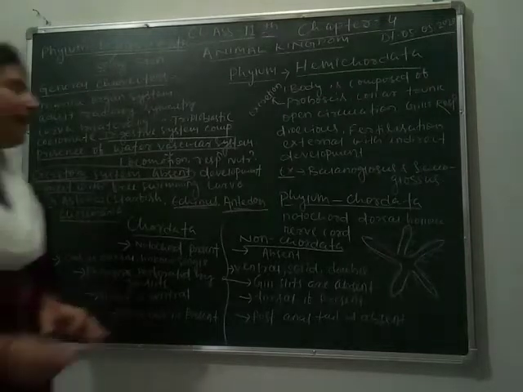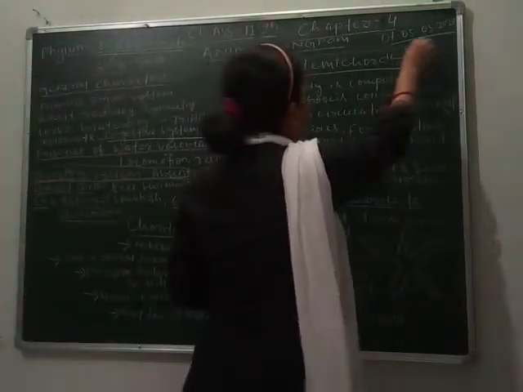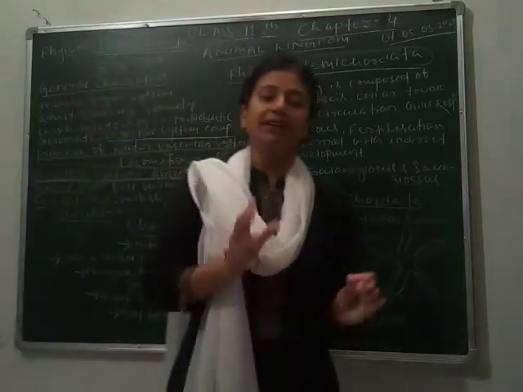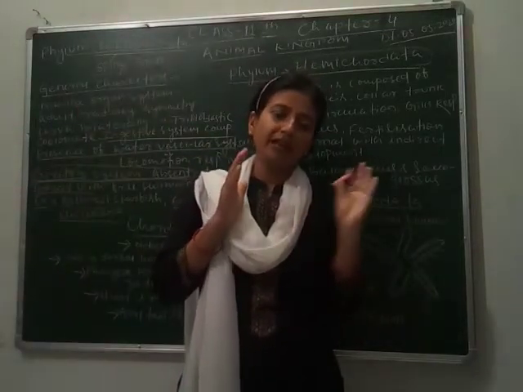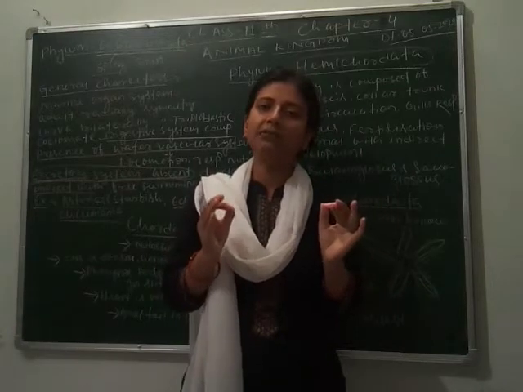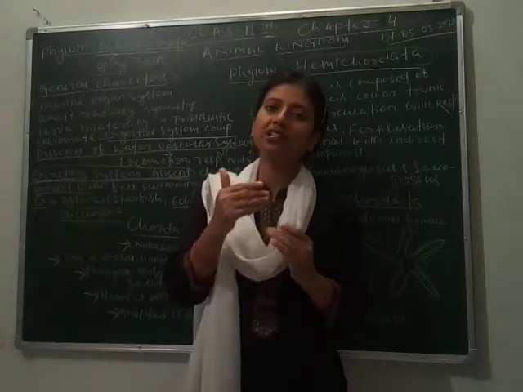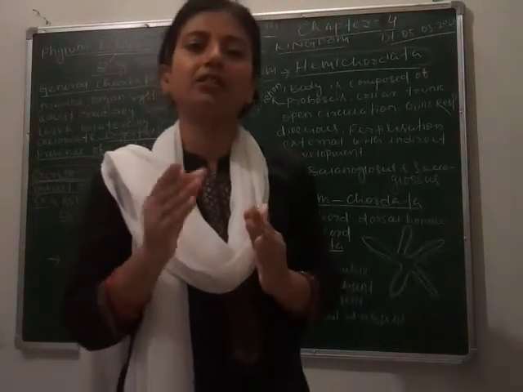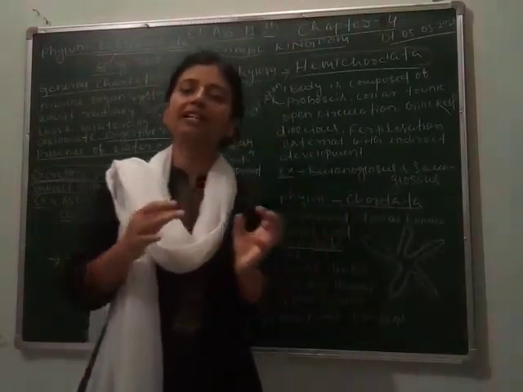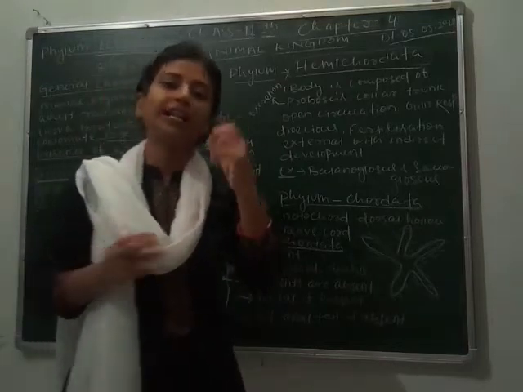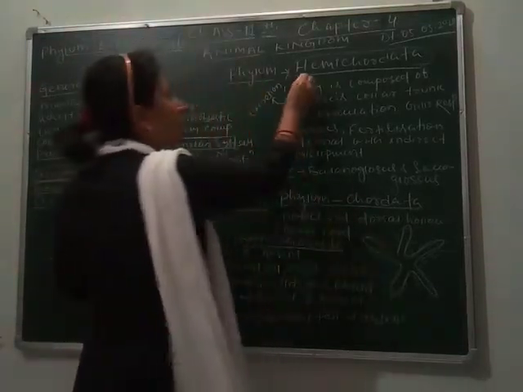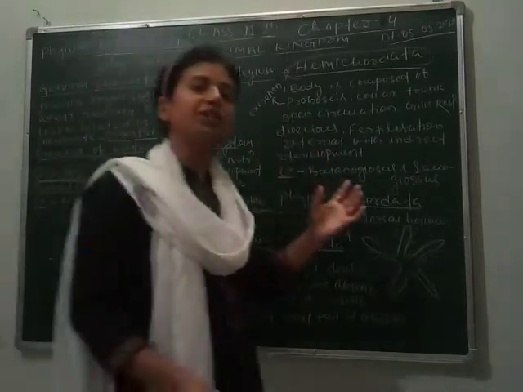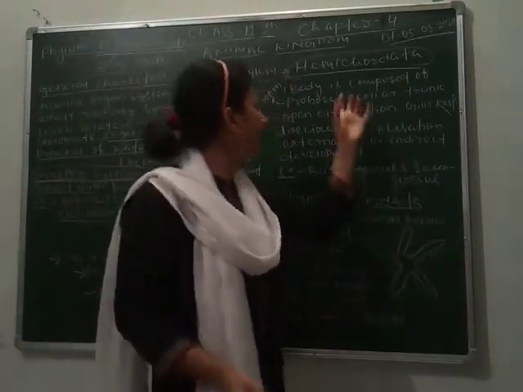Let's move to another phylum, that is Hemichordata. What do you mean by Hemichordata? Before, Hemichordata was placed under phylum Chordata, but when some species of this phylum were found not to show or resemble some characters of chordates, they were removed to another phylum, that is Hemichordata. So what are the characteristic features of those animals placed in the phylum Hemichordata?